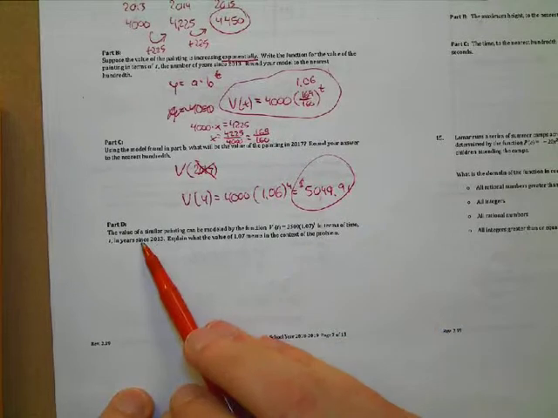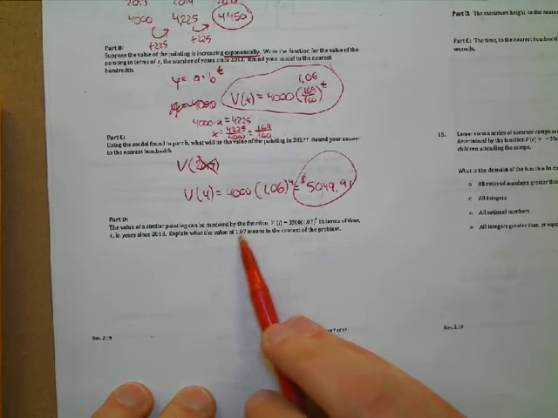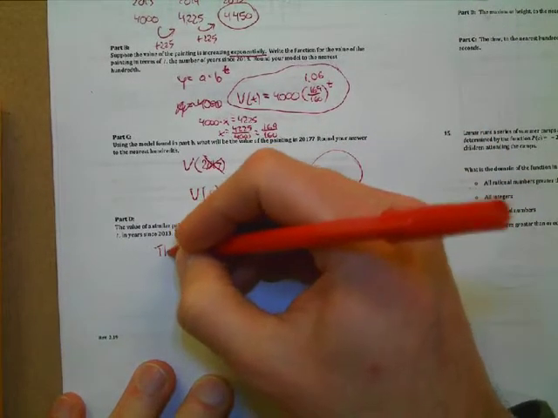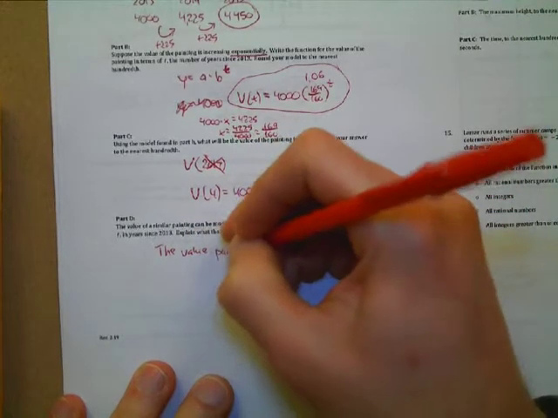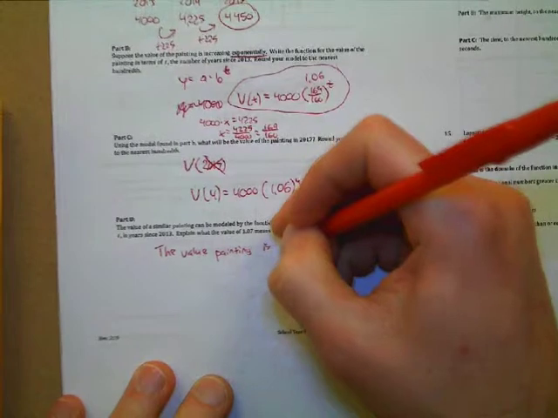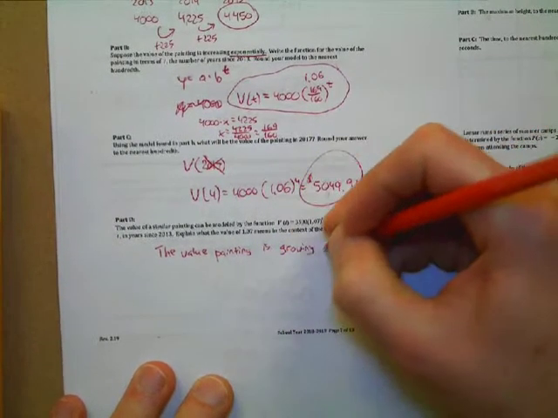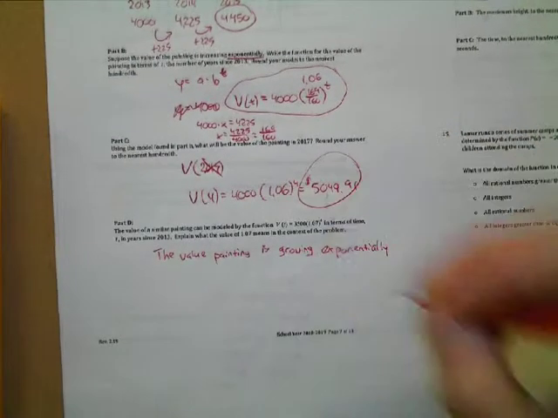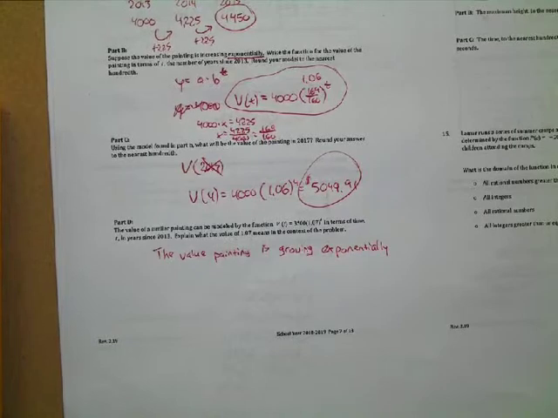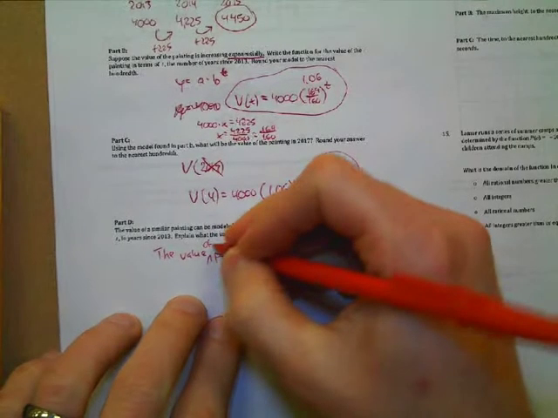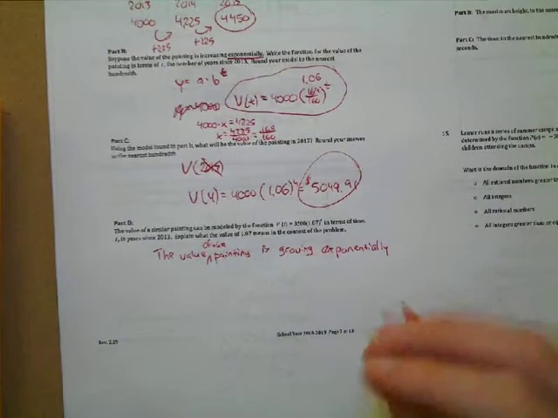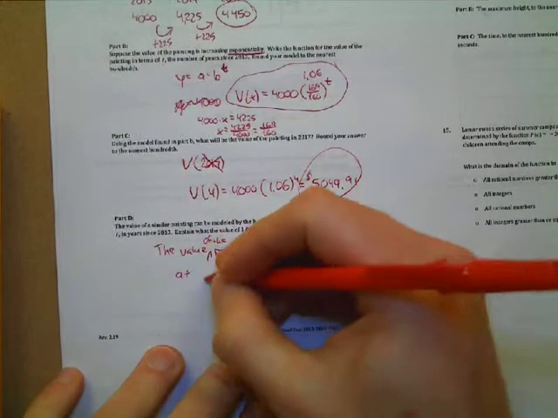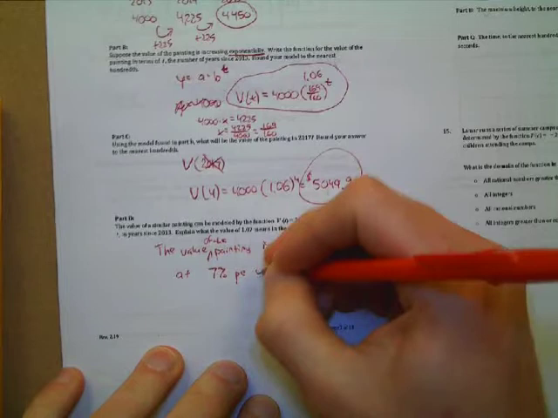Okay. Last part, letter D: the value of a similar painting can be modeled by the function that, in terms of time t in years since 2013, explain what the value of 1.07 means in the context of the problem. So 1.07, that's our B value, so that means the value of the painting is growing exponentially, because our B value is bigger than 1. But we can say even more. The 0.07 part means it's growing exponentially at 7% per year.